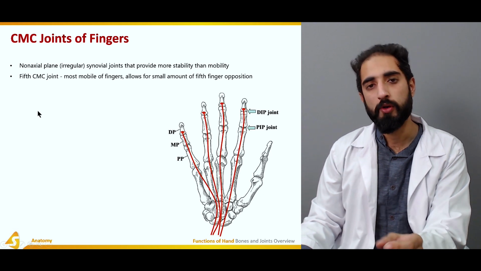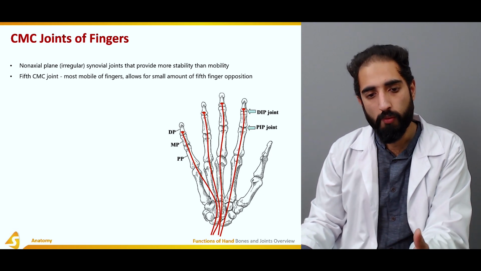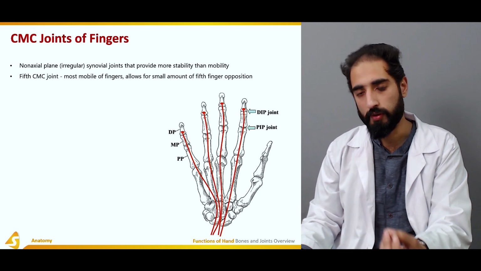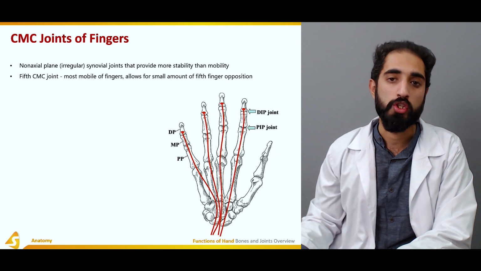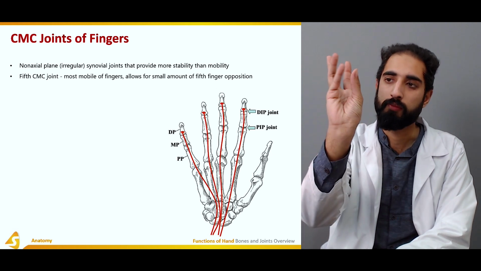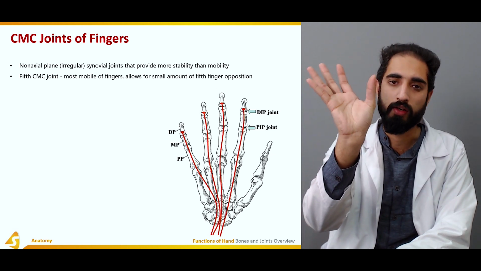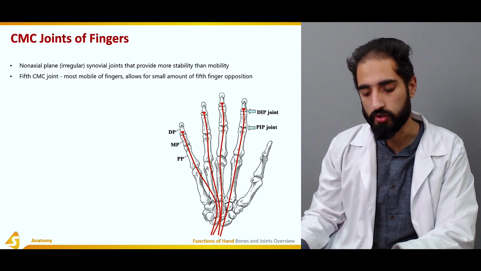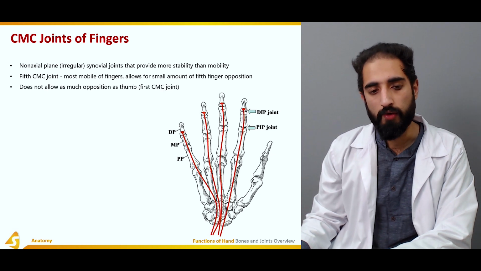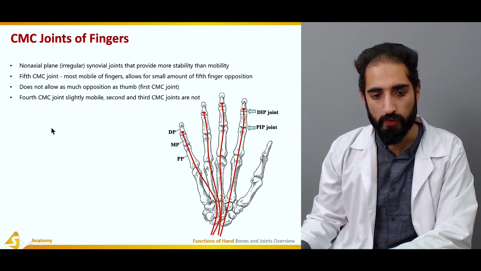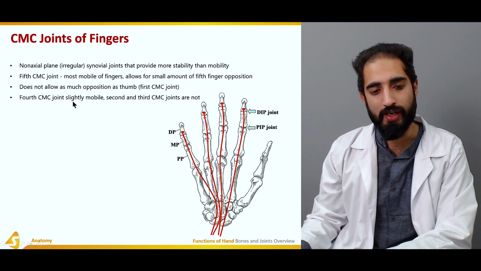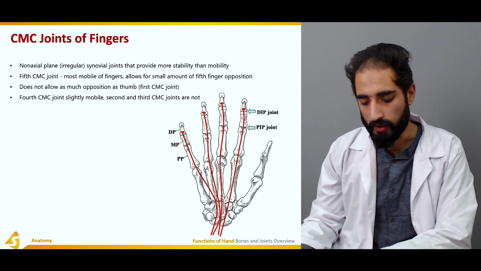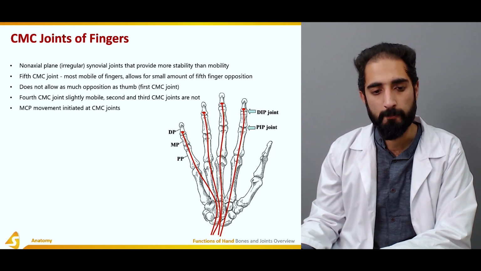The fifth carpometacarpal joint is comparatively more mobile as compared to the other carpometacarpal joints, and thus a little bit of finger opposition movement is possible, which we can see when the thumb does opposition. So there is a movement by the little finger as well. So this is the movement of opposition of the thumb and the finger. It is not as much as the thumb. The fourth carpometacarpal joint is slightly less mobile than the fifth, but more mobile than the second and third, which are pretty hypermobile.